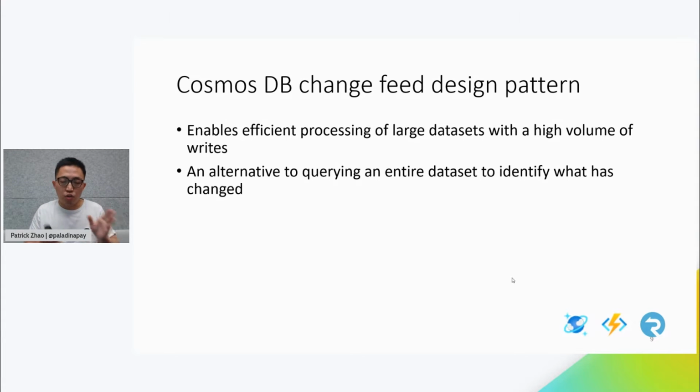So traditionally, if you want to know what has been changed within a certain time frame in your data store, what we tend to do is query a snapshot at the beginning of the time frame, and then query another snapshot of the entire database at the end of the time frame, and then calculate the delta, the change. It works, but it requires a lot of computation power because we are querying a snapshot of the entire database. So change feed is a great alternative to this.